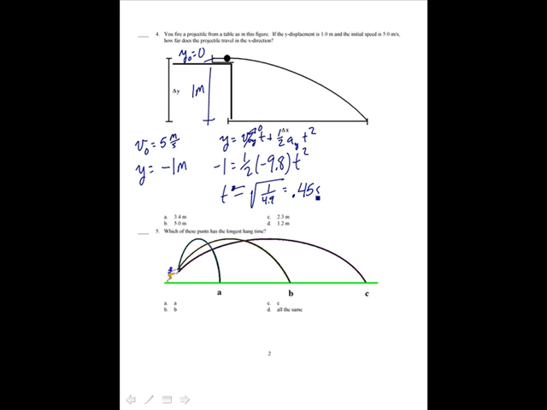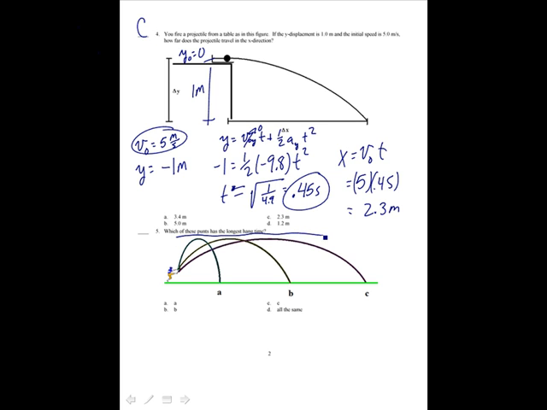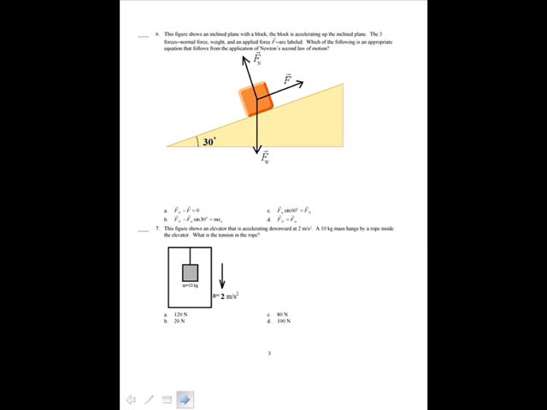And then we want to know how far does it go. Well, it has an initial speed of 5 meters per second at a time of 0.45 seconds, so x is equal to v naught times t, which is 5 times 0.45, which is 2.3 meters. That is C for number 4. Which of these punts has the longest hang time? They all have the same height, so they all have the same hang time. D. This figure shows an inclined plane with a block.